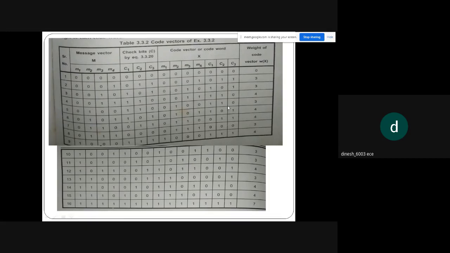So for this it is 3, for this it is 4, for this it is 4, 3, 4, and it goes on. At the last you can see that for serial number 16, the code vector is all ones. Everything is 1. So the weight of the code will be 7. For this specific problem, if messages vary, check bits will vary, and the code vector also will vary. So depending upon that, we can find the weight of each and every code vector. So this is how to determine the weight of code vectors.